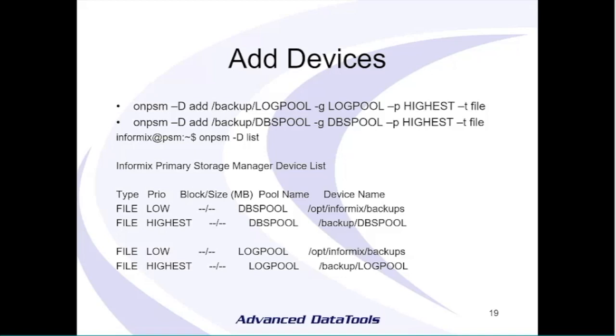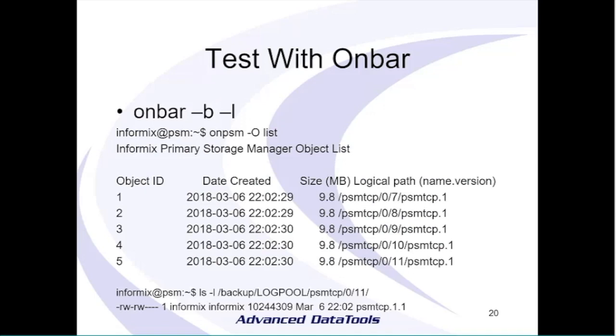So at this point, we've created the devices, we've mapped them to the pools we defined, and we are good to go. So we can now use onbar. onbar -b -l, which does a log backup, we'll go ahead and run, and then we can use onpsm -o list, and it'll give us a list of all of our objects. Here you'll see where it backed up a series of log files that were full, and then we can actually go in and see the files themselves. I'm going to go into a little more detail and show a little more in a demo here in just a moment.